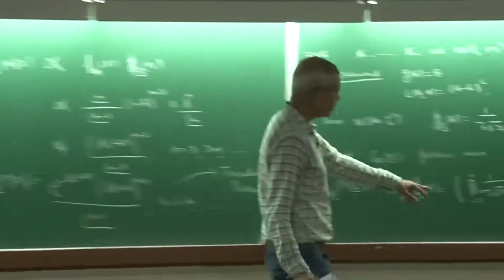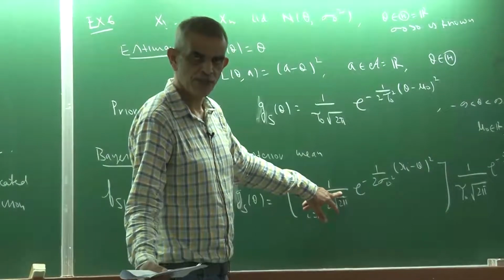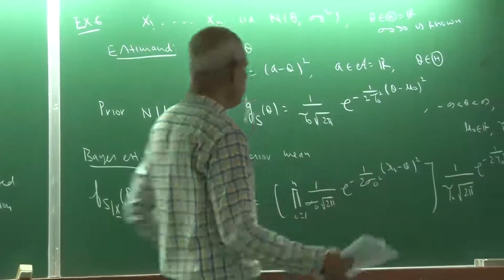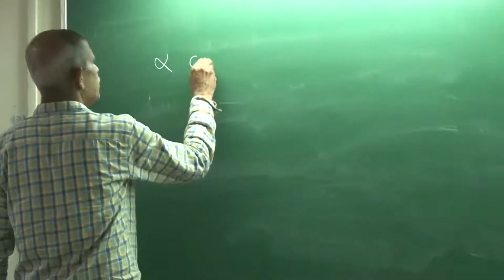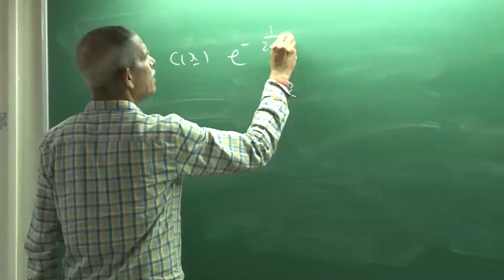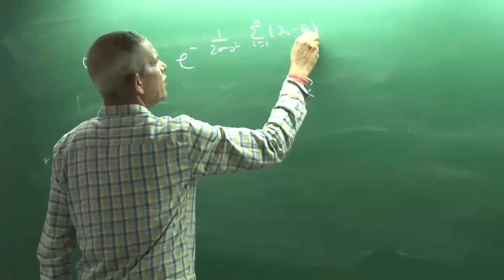So I say that this is proportional to, sigma naught is constant, so it will be 1 upon (sigma naught root 2 pi) to power n. That gets absorbed into a proportionality constant, let me call it Cx. This will come, so it is Cx, I put a proportionality constant, e to power minus 1 by 2 sigma naught square, summation i is equal to 1 to n, (xi minus theta) whole square.